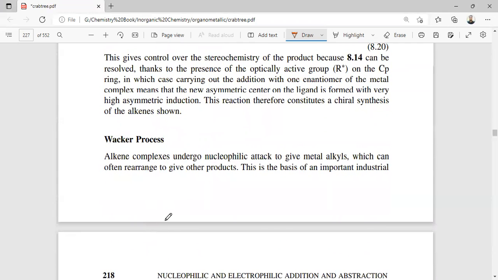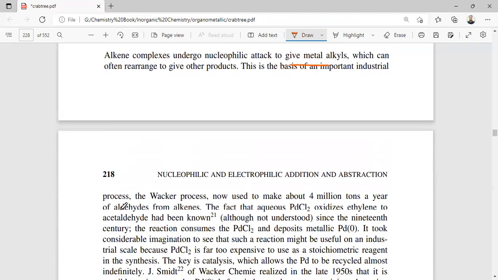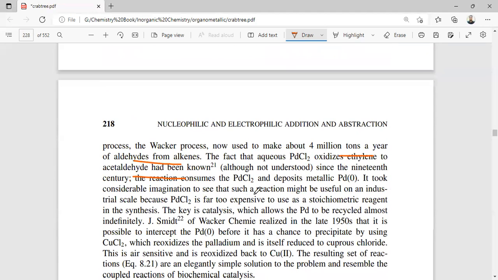So next we will discuss the Wacker process. The alkene complex undergoes nucleophilic attack to give metal alkyls, which can react further to give other products. This is a basic and important industrial process. The Wacker process is now used to make 4 million tons of acetaldehyde from ethylene. It was found that aqueous PdCl2 oxidizes ethylene to acetaldehyde. Since the 19th century, the reaction consumes the PdCl2 and deposits metallic palladium. It took considerable imagination to see that such a reaction might be useful on an industrial scale, because PdCl2 is far too expensive to use as a stoichiometric reagent.